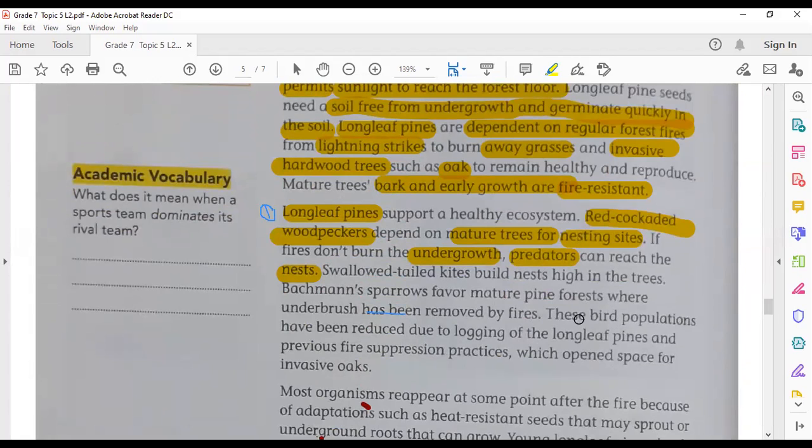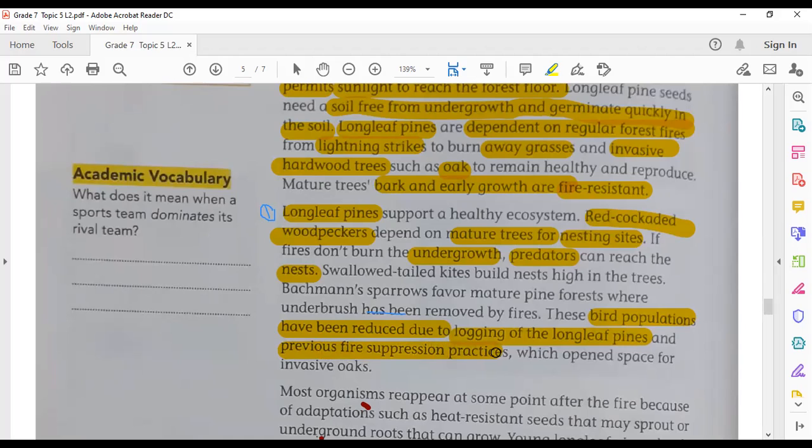These bear populations have been reduced due to logging of the longleaf pines. Notice, people cut down a lot of longleaf pines. Of course, the populations of animals that depend on these trees for nesting will be reduced. Again, these populations, like the red-cockaded woodpeckers, have been reduced due to logging of the longleaf pines. Logging means cutting, okay? And previous fire suppression practices, okay?